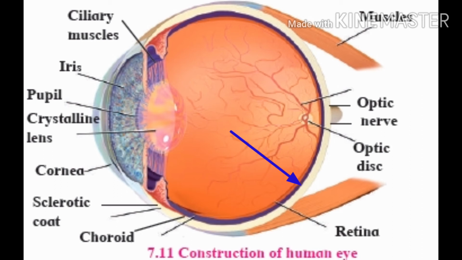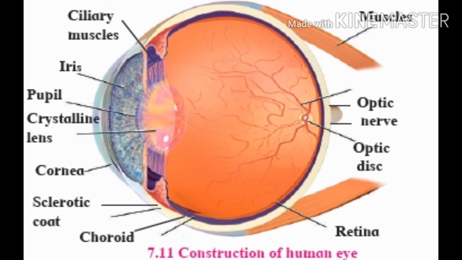The cells of the retina get excited when light falls on them and generate electrical impulses. These electrical impulses are conveyed to the brain through the optic nerve. The brain analyzes these signals and converts them in such a way that we perceive the object that we see.